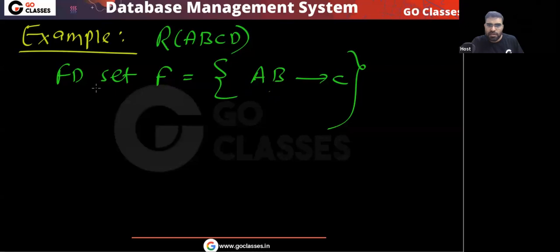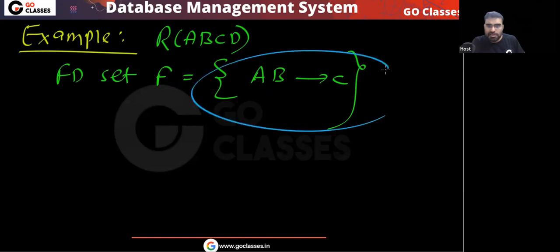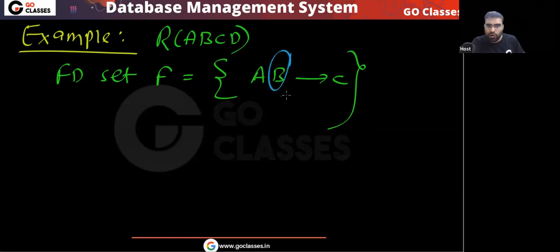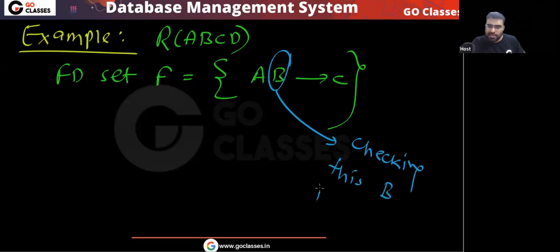Do you agree with me? This is your FD set, and common sense is telling you that this is not extra. Why is this not extra? See, in this F, you find what is A plus. I want to check it. This is what we are checking: whether this B is extra or not.